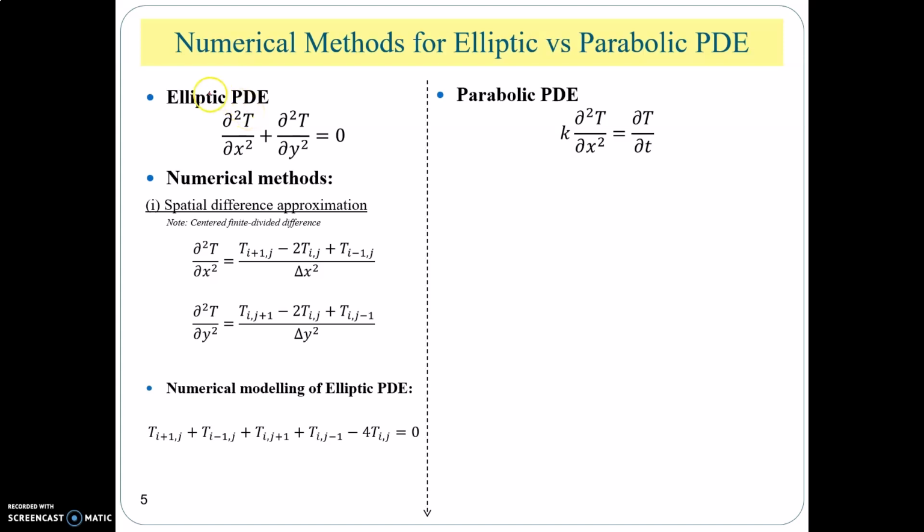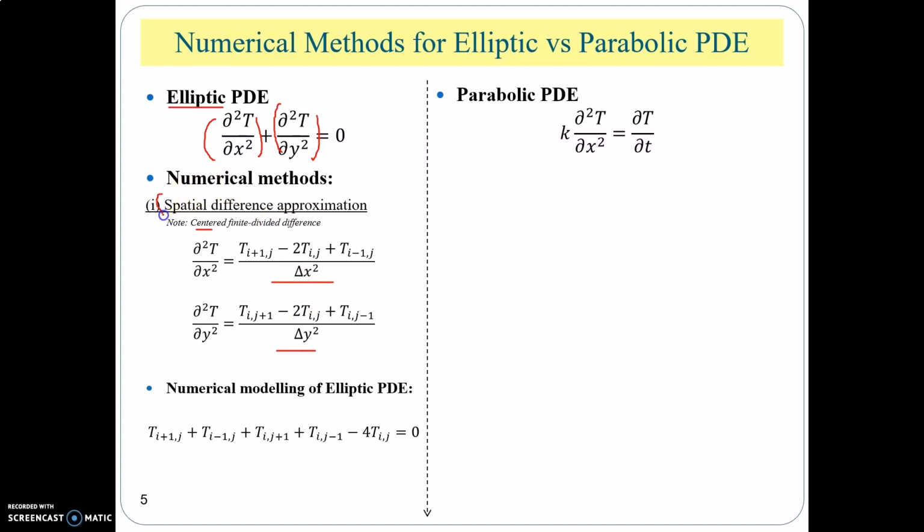In the previous chapter, you learned how to solve the elliptic PDE by using numerical methods such as the central finite difference method, where d²T/dx² can be equal to this formula, and d²T/dy² can be equal to this formula.